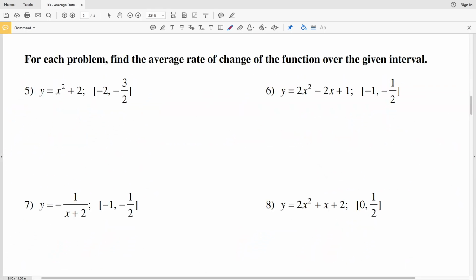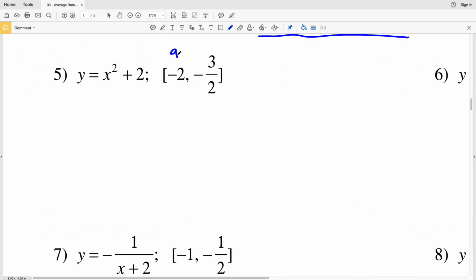Now, in the second page, I'm finding the average rate of change of the function over the given interval. So remember, average rate of change is the slope of that secant line. So I'm just solving for the slope. And remember, that's f of x minus f of a all over x minus a. So number 5, my a is negative 2, my x is negative 3 halves. So I'll figure out what f of negative 3 halves is, f of x.